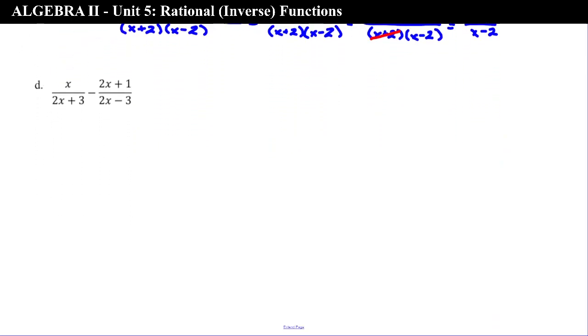And now let's finish off with D. So for D, we are going to have to get a common denominator for both. So we're going to take the first term, multiply the top and the bottom by 2x minus 3, which is the denominator of the other. This is going to be minus 2x plus 1 over 2x minus 3. To get the common denominator here, we got to multiply top and bottom by 2x plus 3.